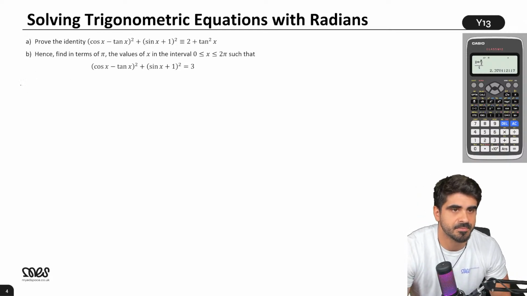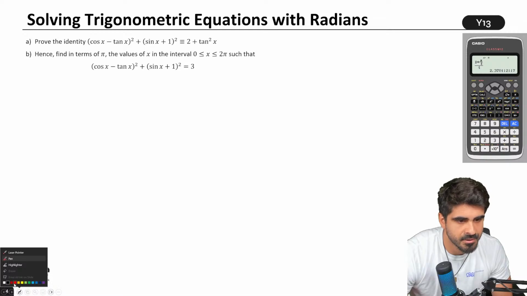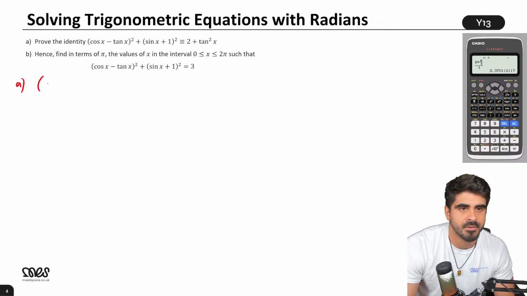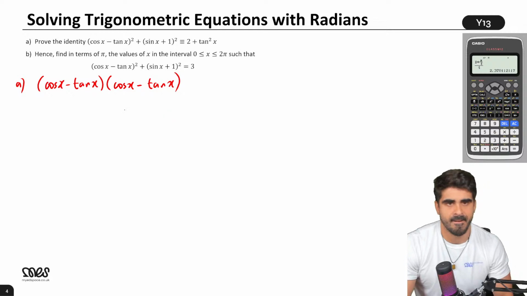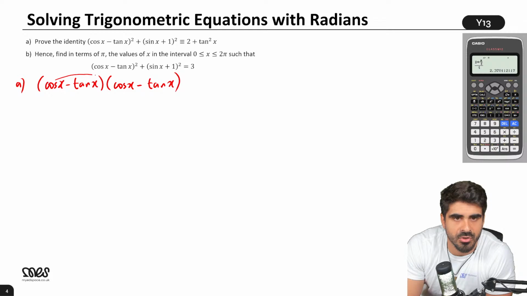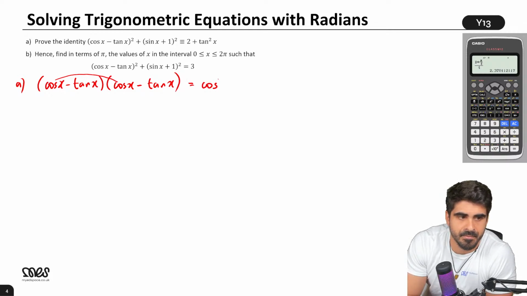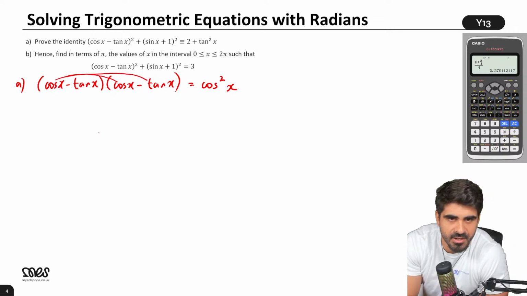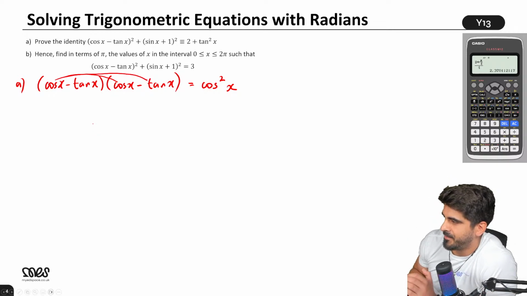Okay, so we expand. So we have cos x minus tan x, cos x minus tan x. Okay. We have cos times cos, cos squared. What's cos times tan? There's different ways you can write this down. But think about it. What's cos times tan? Nice, darker. So 0, you can write like that.